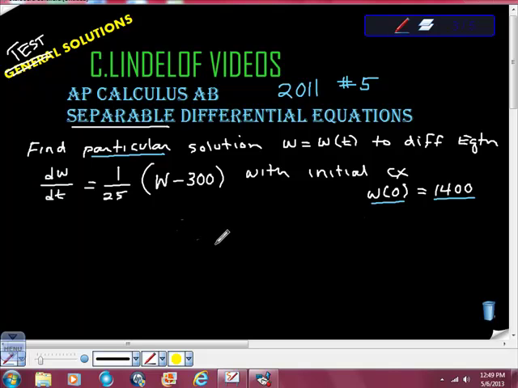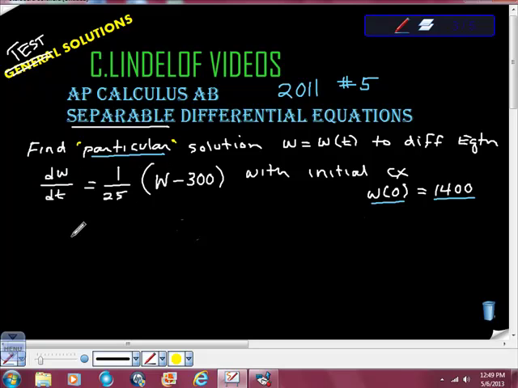It says, find the particular solution W equals W of t to the differential equation dW/dt is equal to 1/25th times the quantity W minus 300 with the initial condition that W of 0 is equal to 1400. So the first thing I'm going to do is look at this as a particular solution. I'm going to see if I can separate this thing.